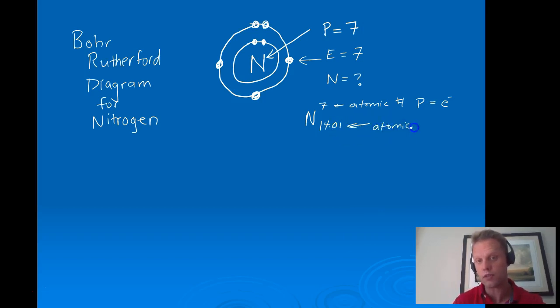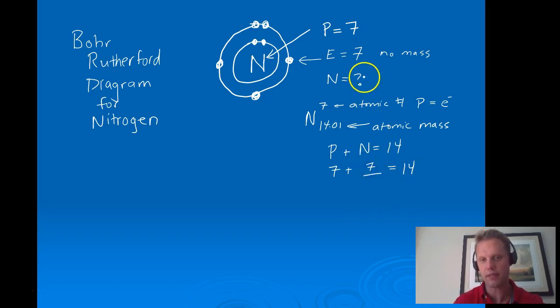So if I asked you what subatomic particles actually contribute to the mass, you should say protons and neutrons. Electrons have no mass, okay? So if electrons have no mass, and we have 7 protons, that means the protons are contributing a mass of 7. So if protons plus neutrons equals 14, and we plug in 7 here, what's the number that goes for the N to make it add up to 14? Well, the answer is 7. So there are 7 neutrons here.